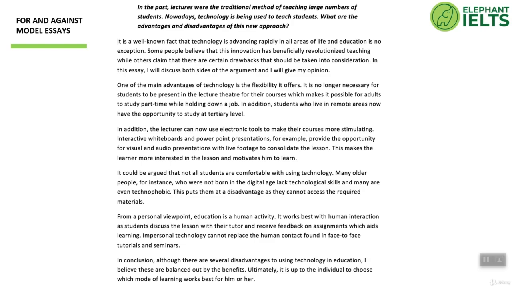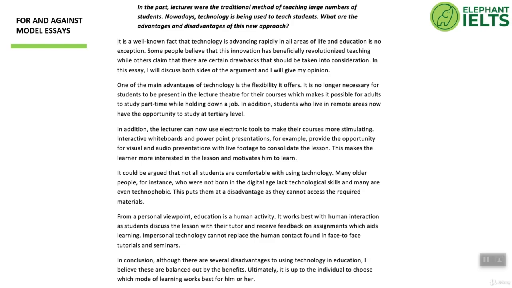It is a well-known fact that technology is advancing rapidly in all areas of life, and education is no exception. This is the G sentence. Remember the introduction, we followed the structure GFAT. This is the general statement. Now we will do the FA, for and against.